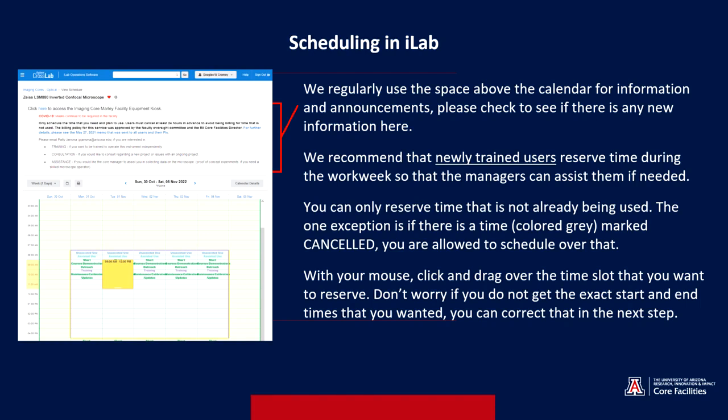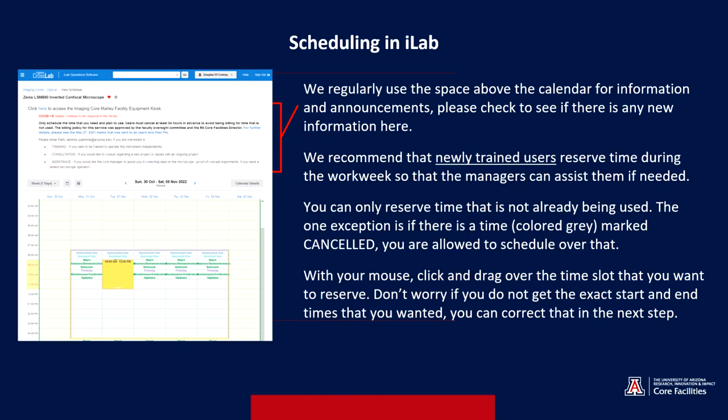There are openings on the calendar, you can use those, or if you see a large gray box that says canceled, you're allowed to schedule over canceled time. That just means that someone canceled their appointment less than 24 hours in advance, and that doesn't get completely erased because they'll end up possibly paying for some of that time.